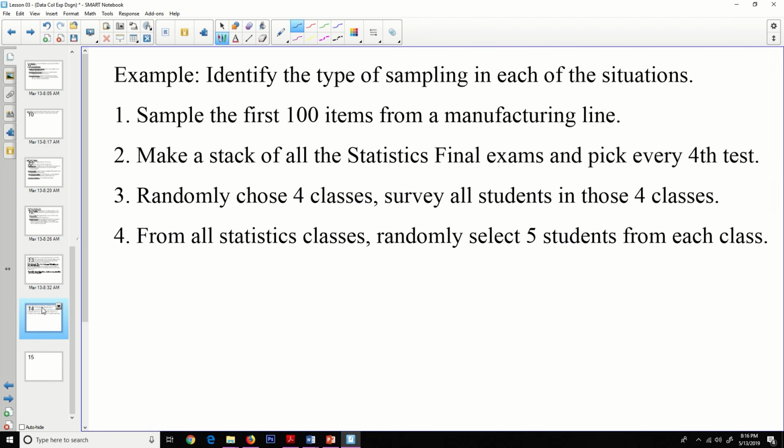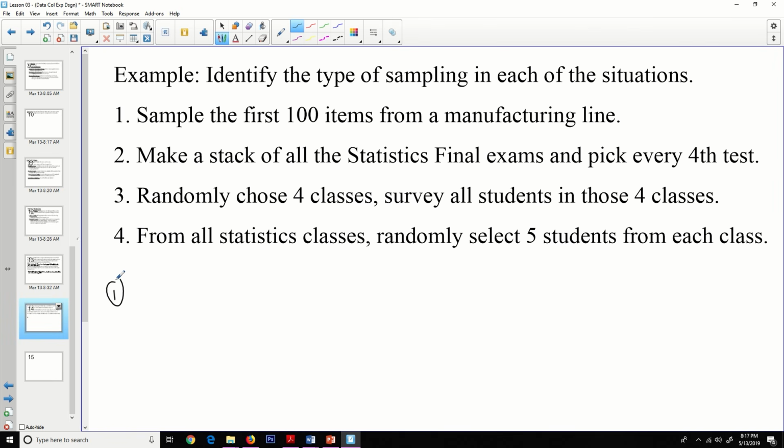First, sample the first 100 items from a manufacturing line. Number 2, make a stack of all the statistics final exams and pick every 4th test. Number 3, randomly choose 4 classes and survey the students of those 4 classes. And then 4, from all statistics classes, randomly select 5 students from each class. So what type of sampling? Press pause, make a guess, and then come back. 5, 4, 3, 2, 1. Here are our answers.